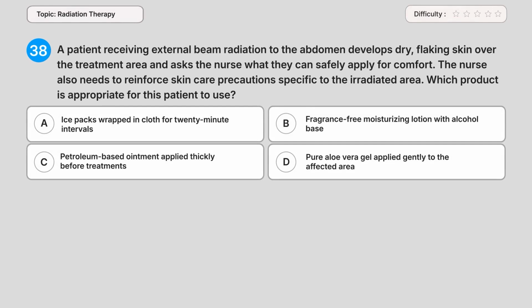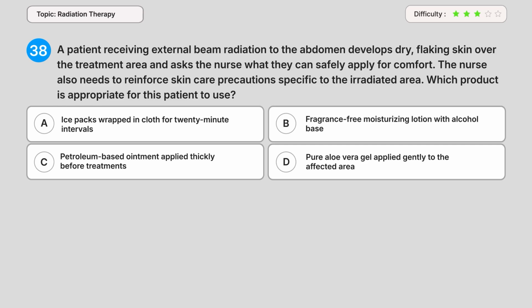38. A patient receiving external beam radiation to the abdomen develops dry, flaking skin over the treatment area and asks the nurse what they can safely apply for comfort. The nurse also needs to reinforce skincare precautions specific to the irradiated area. Which product is appropriate for this patient to use?